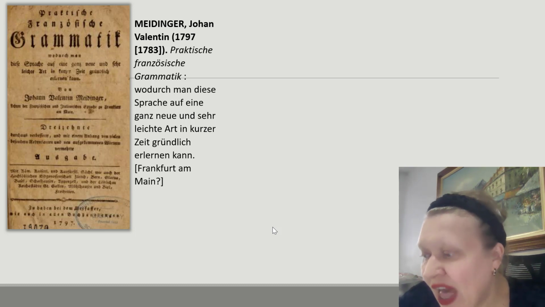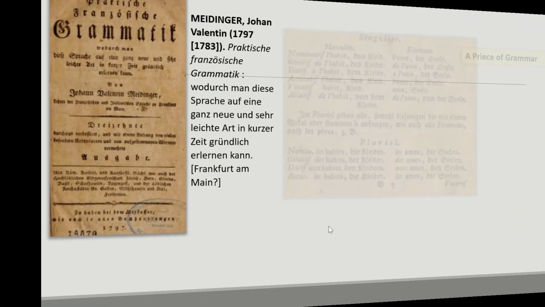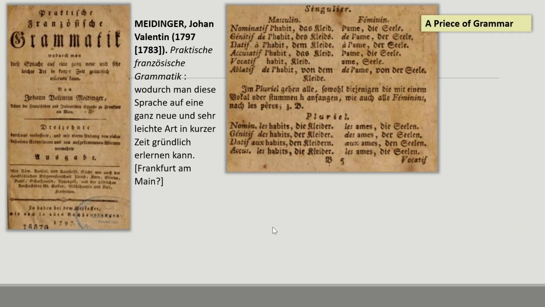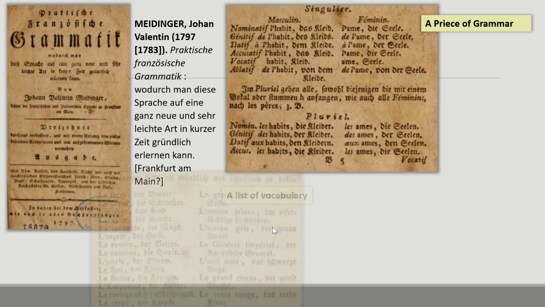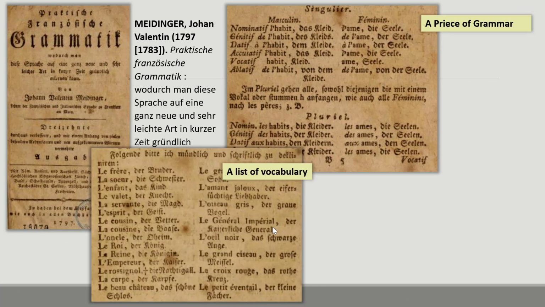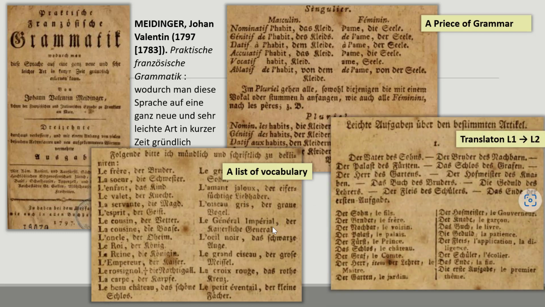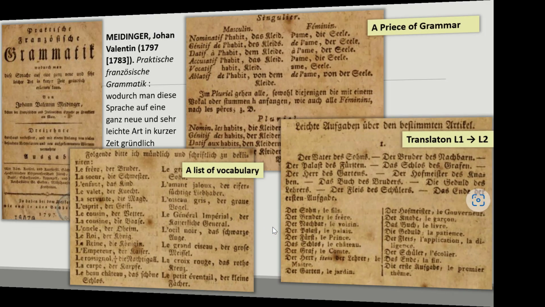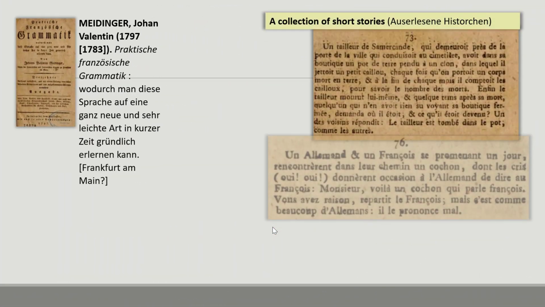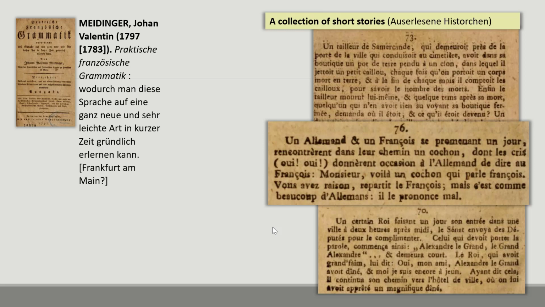Let's have a closer look at the structure of this book. After explaining a piece of grammar and presenting a vocabulary list to be learned by heart, the textbook suggests practicing the target language by translating given sentences from German into French. At the end of the book, we can find a collection of anecdote-like one-paragraph stories, auserlesene Historien, suggested to practice reading in French. These short texts are culture-related but not culture-specific.